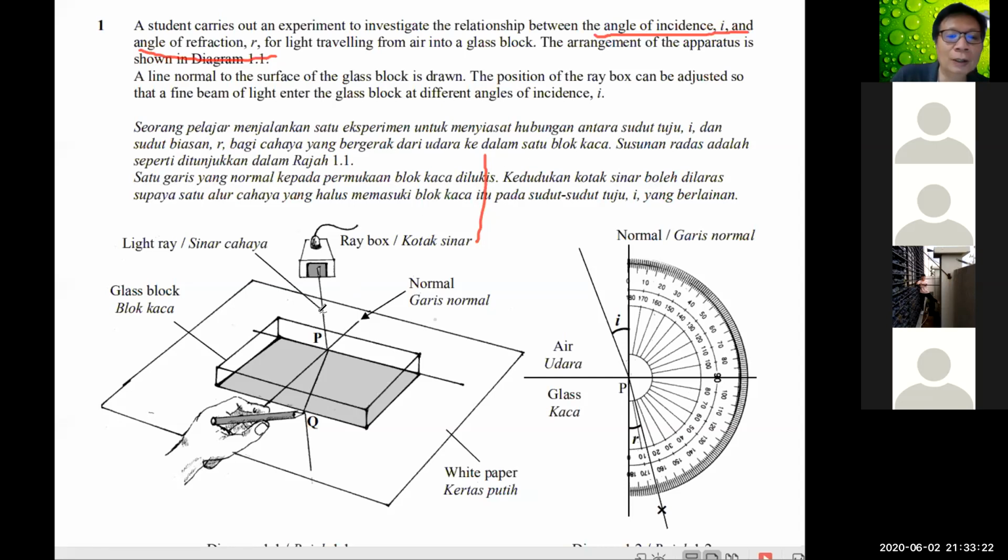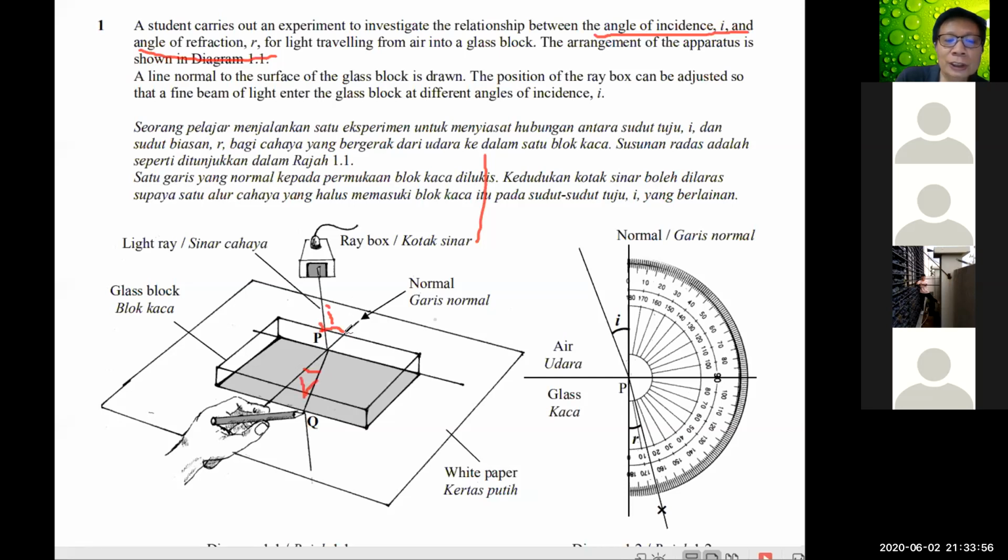No, okay. This is a piece of glass. You have the ray, the light comes in. Then the light gets bent, refracted. This is called refraction. The light goes in, bends, and then comes out. This is the angle of incident, angle I is here. And this is the angle of refraction, R.